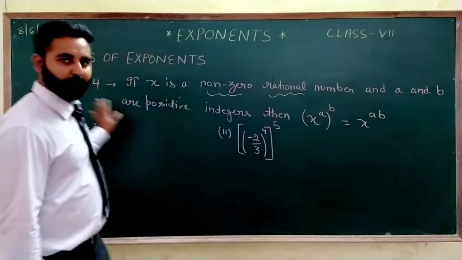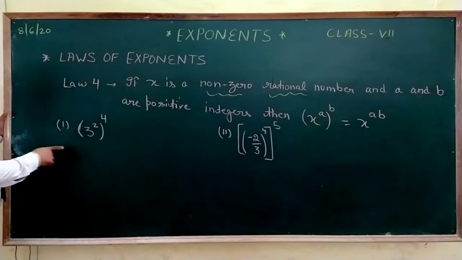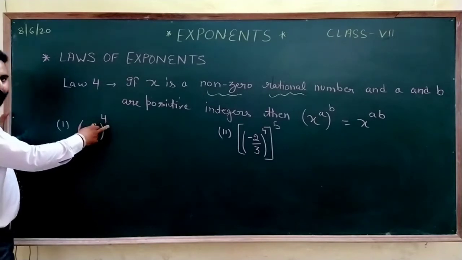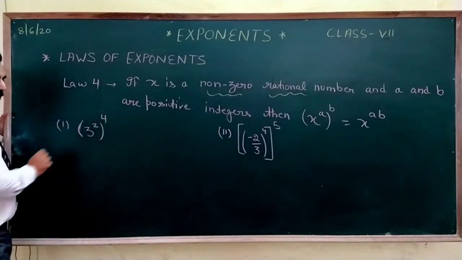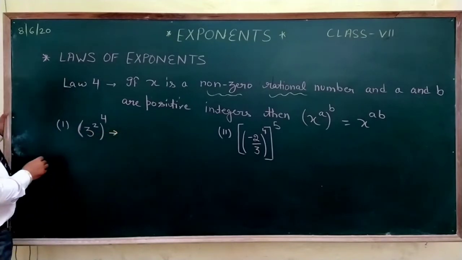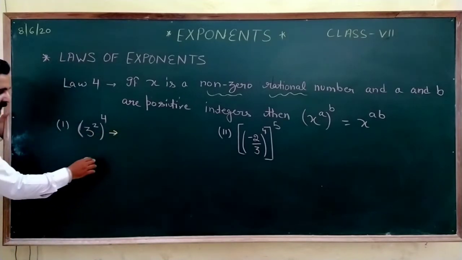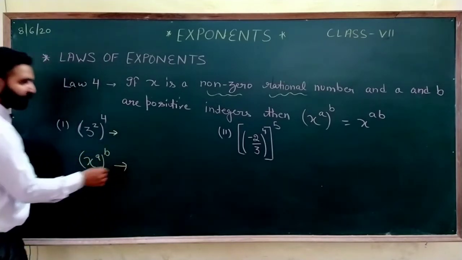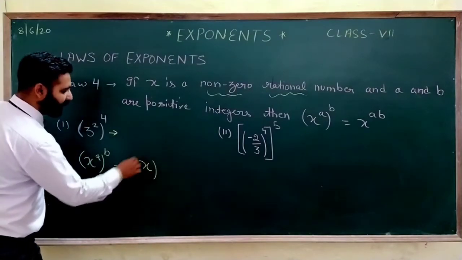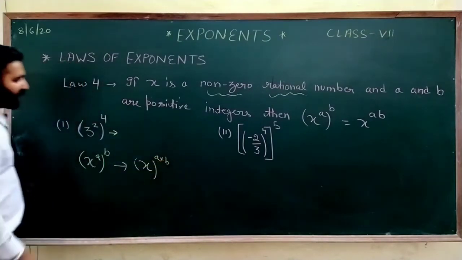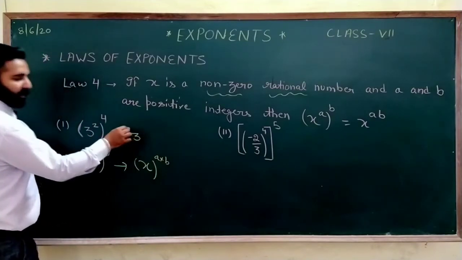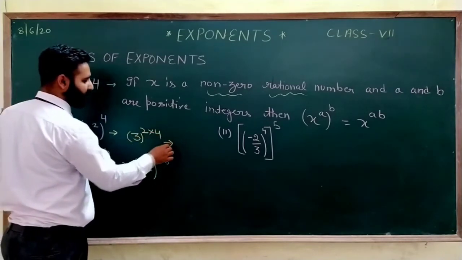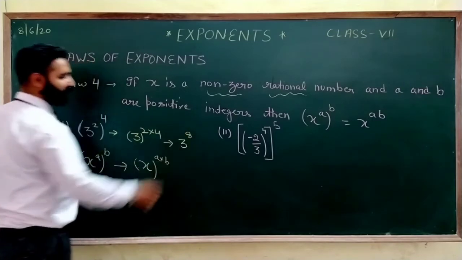So let us see this with the help of an example. In the first example, I have 3 raised to power 2 and whole raised to power 4, means 3 square and whole raised to power 4. As I told you, it is like this only: x raised to power a and whole raised to power b. So the formula says x raised to power a multiplied by b. So what is x here? 3 raised to power 2 multiplied by 4. So your answer will be 3 raised to power 8.